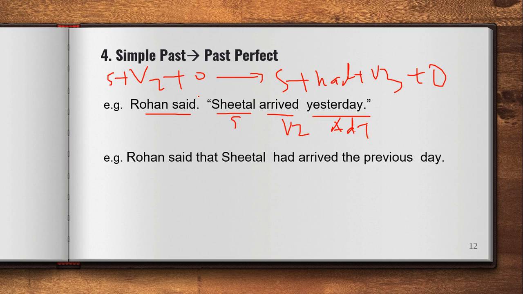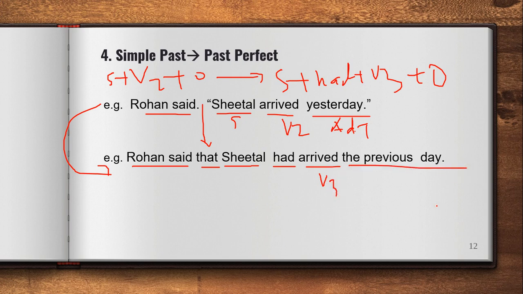If you want to change into the indirect, remember simple past, we can say paired to the past perfect. Yes, past perfect. Rohan said that. There is no that, but you have to add in here that. Settle. Had. There is no had, right? You have to add in your had. Arrive. Verb 3. The previous day.